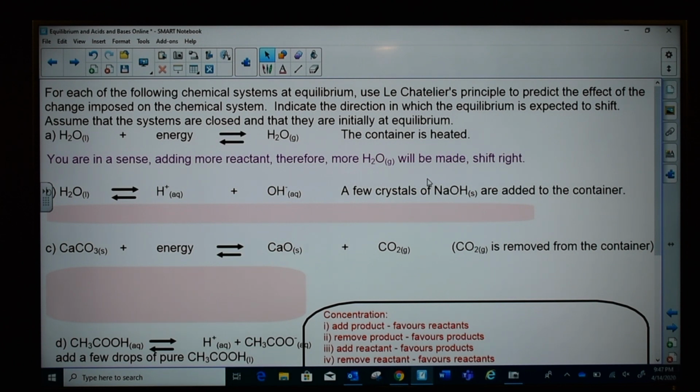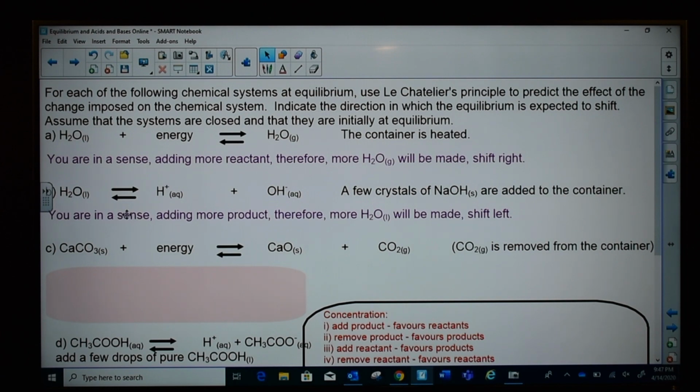Well, remember, anything from group 1 dissolves in water. So if you take a crystal or a pellet of sodium hydroxide, see the S there, it means it's solid, and you put that in water, it's going to dissolve. And that means it's going to split up into its ions. So you're going to have Na+ and OH-. So in essence, what you're doing is adding more hydroxide ions. Where are the hydroxide ions in the equation? On the right side. If you add more, what are they going to want to do? They're going to want to be used up, and so it's going to move to the left. So in this case, the equilibrium is going to shift left.